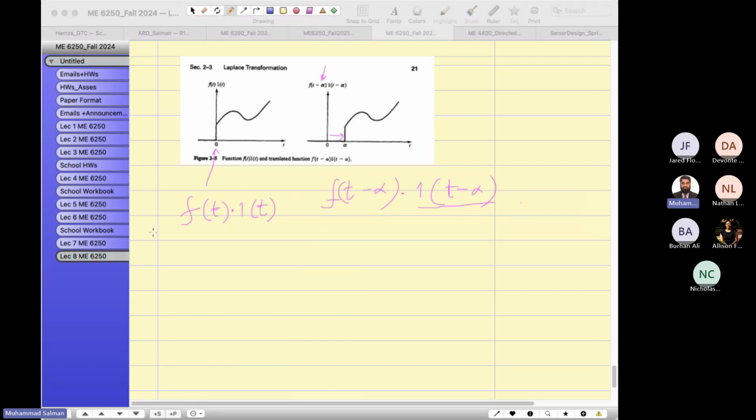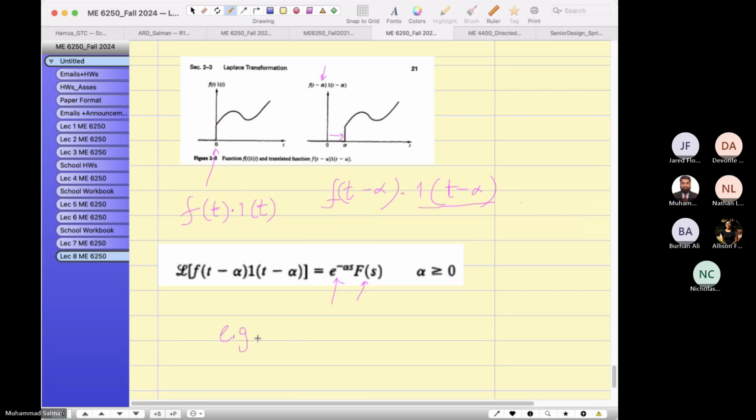if you want to apply the Laplace property for the delayed function, you would do the math. I can show you here. This is the Laplace transform property for the delayed function, that you just multiply by e to the negative as and F of s. Suppose, for example, you just did sine omega t minus 2. So what is the Laplace transform?